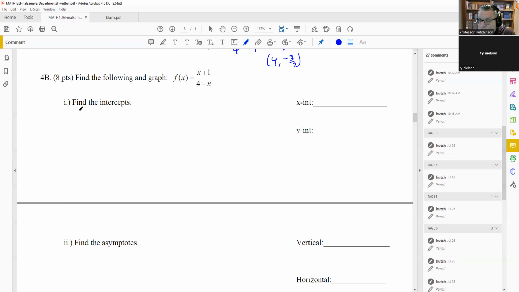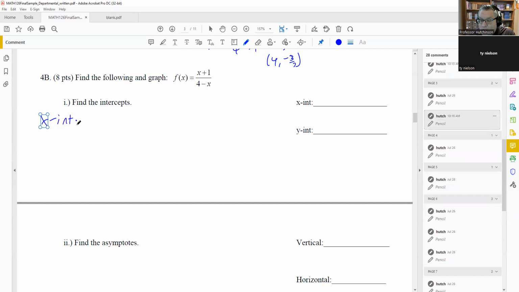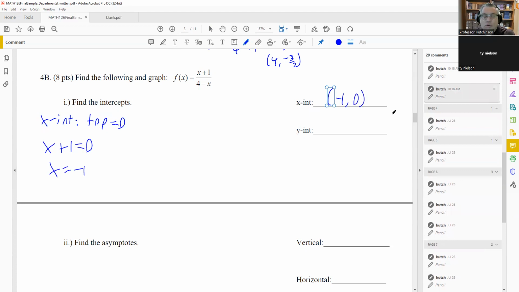All right, intercepts. For this, it doesn't matter what it is. If it's a rational function, you always do the same process. For the x-intercept, you take the top and set it equal to 0: x plus 1 equals 0, so x equals -1. We'll write that in coordinate format: -1 comma 0.